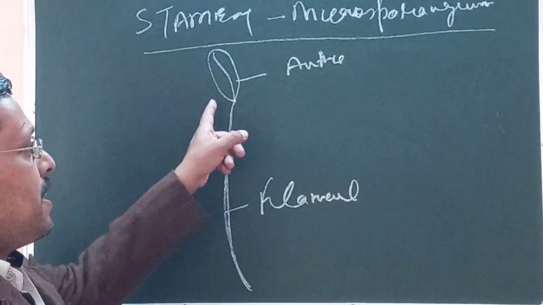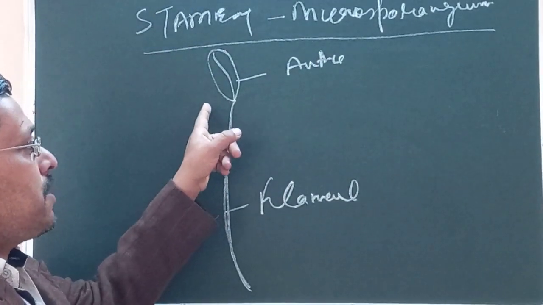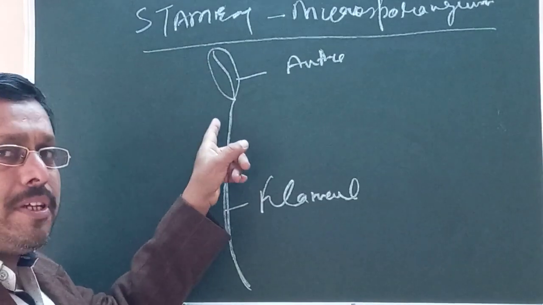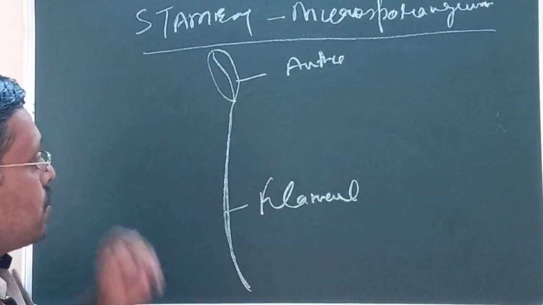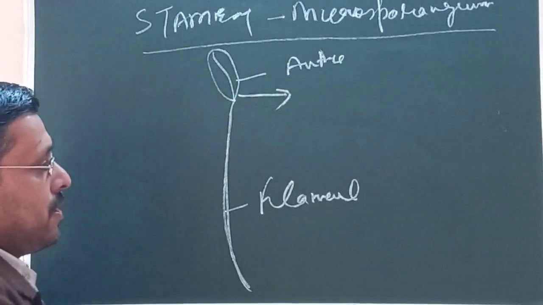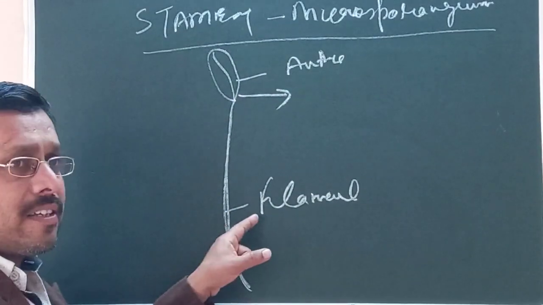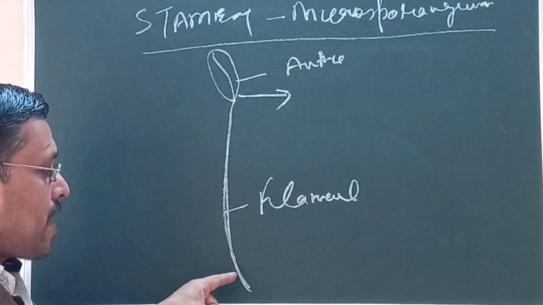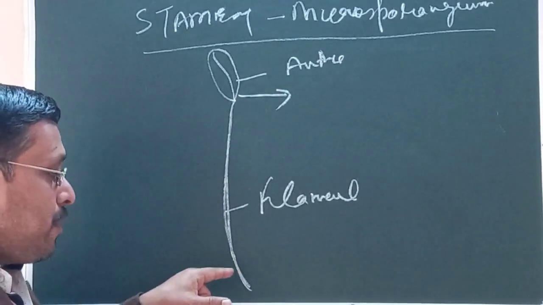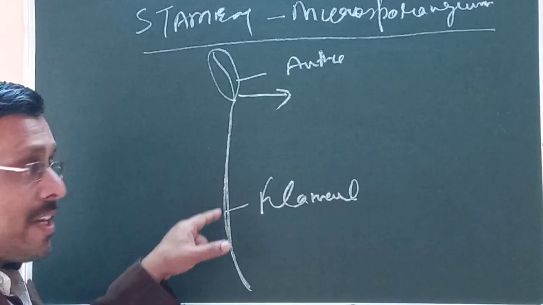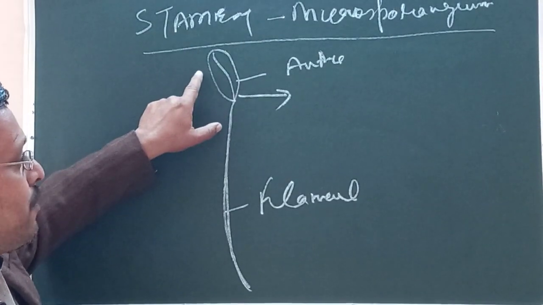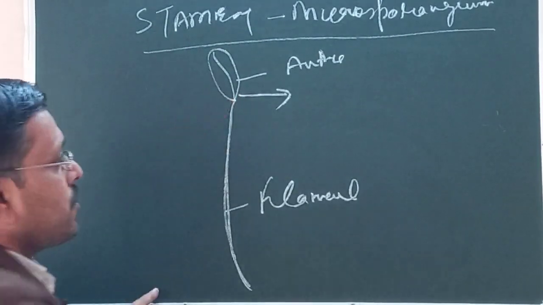This is the anther part, and it is the basic male reproductive structure of the flower, in which the male gametes are produced. The filament is the part of the stamen which is attached to the base of the flower, and the anther is on its anterior axis. The anther visibly has a two-lobed structure.